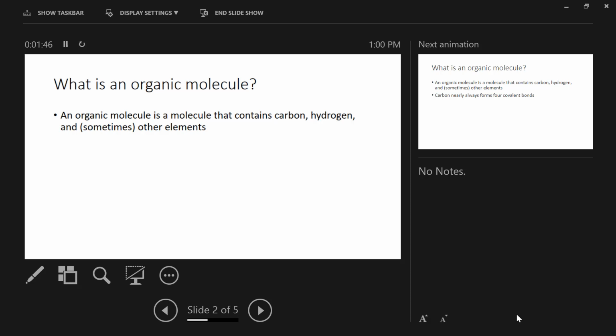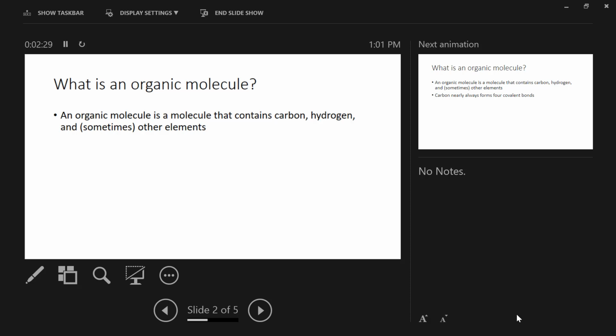All right, I've got 4 molecules written on the board, and I'd like for you to write them down in your notes after you write down the sentence: an organic molecule is a molecule that contains carbon, hydrogen, and sometimes other elements. Okay, so take a look up here, get these 4 molecules written down. When I send out these notes, I'll make sure to write these molecules down.